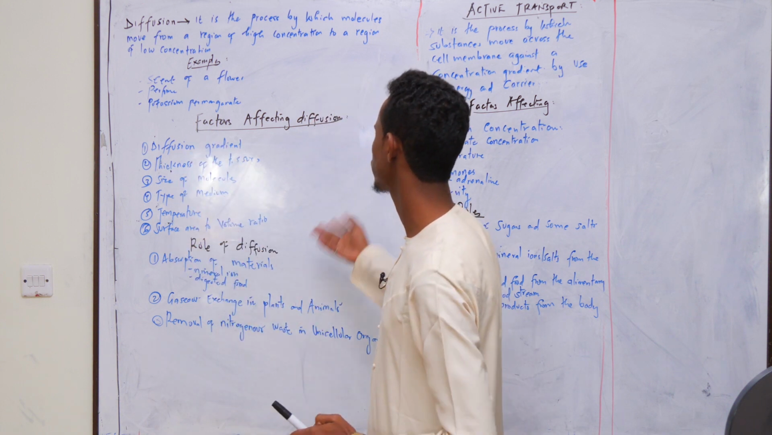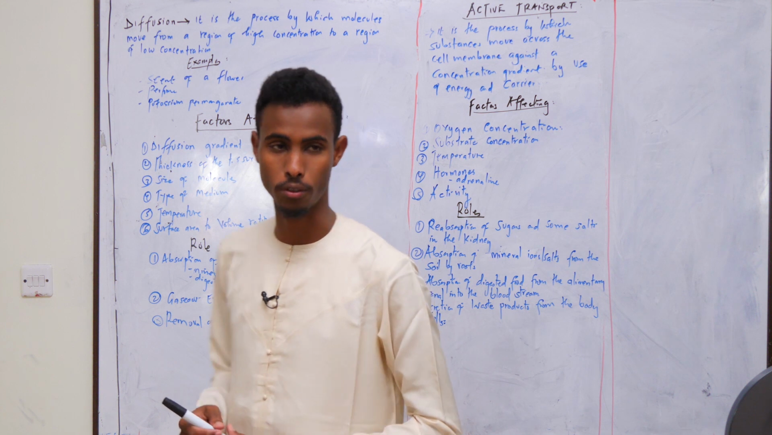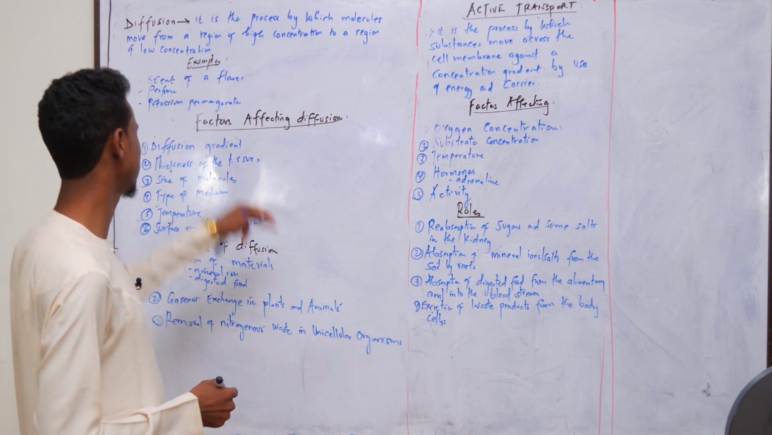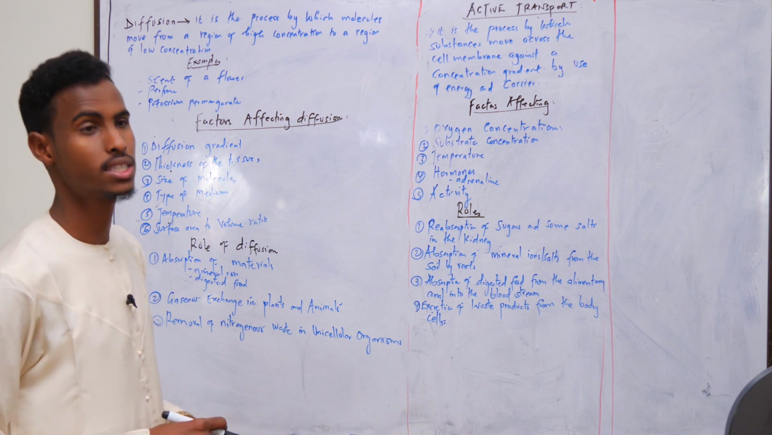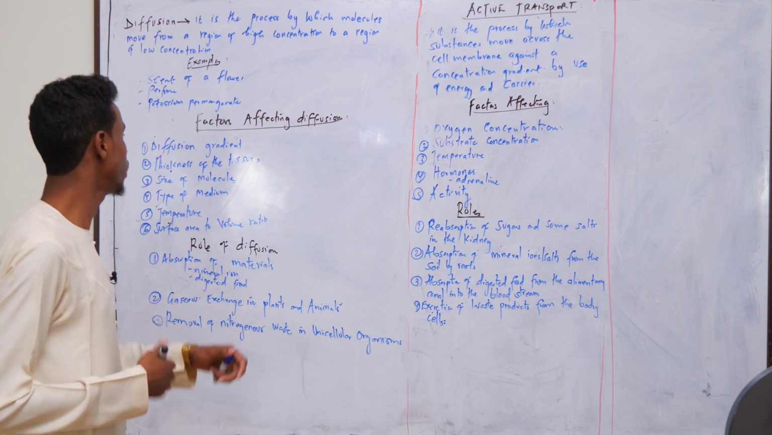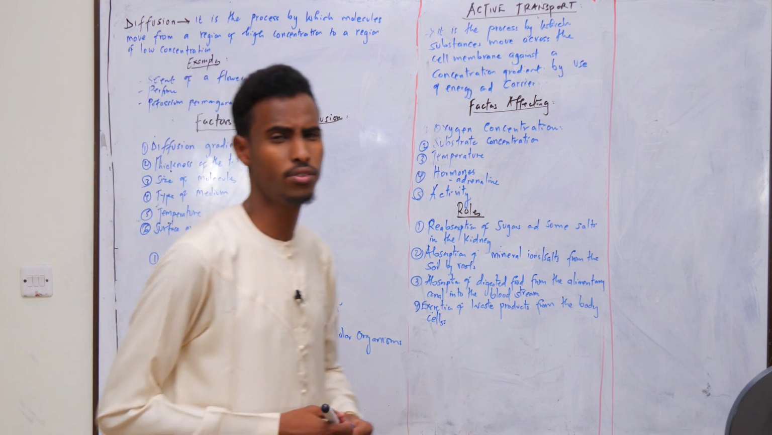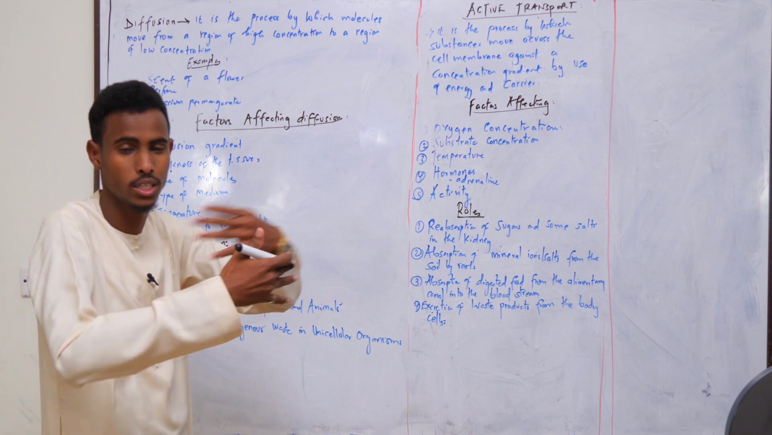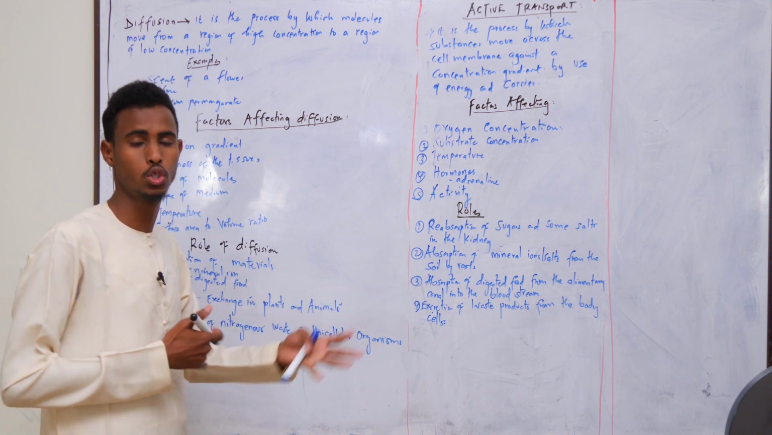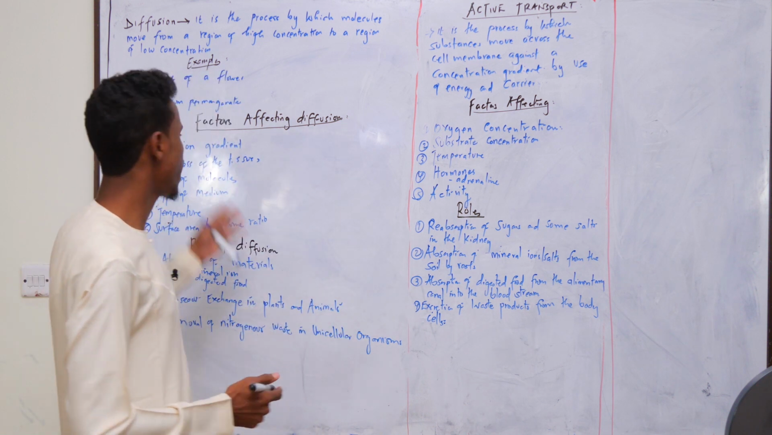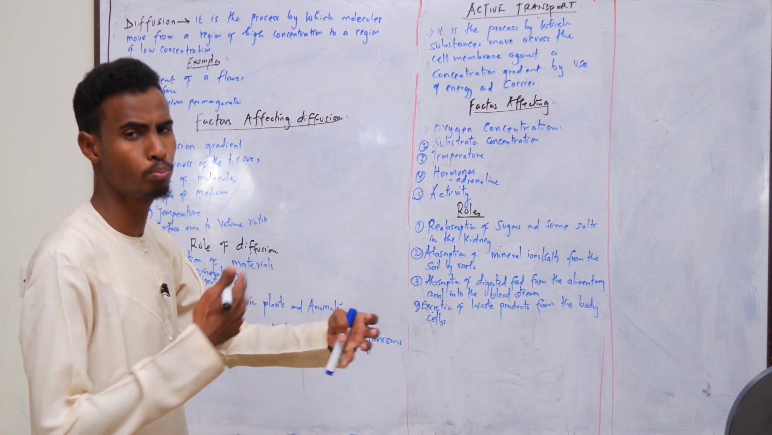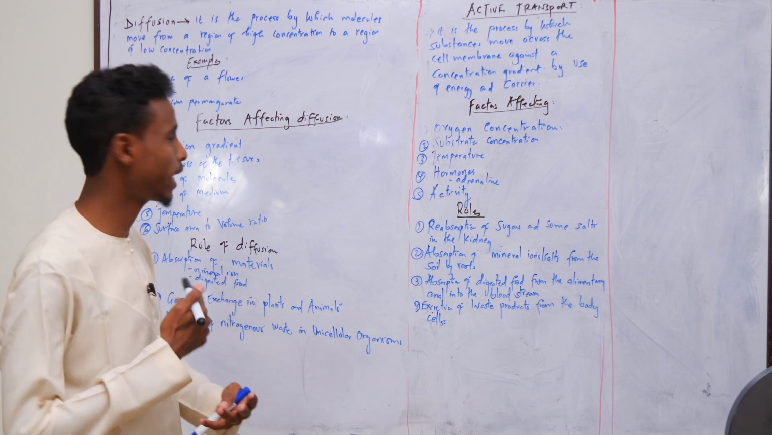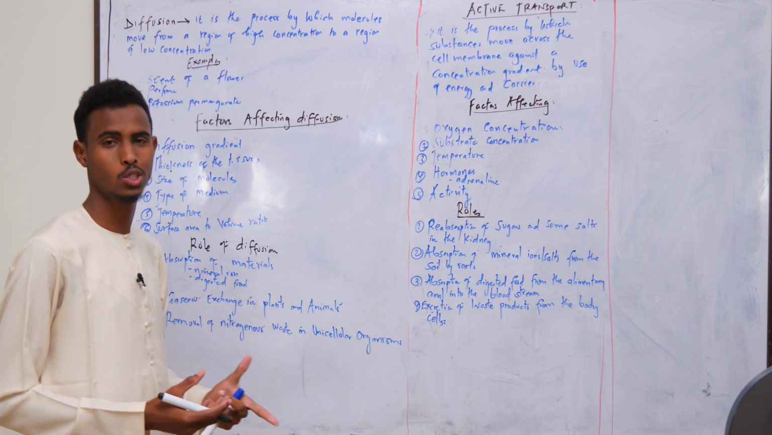Now let's look at some of the factors that affect the rate of diffusion. Factor number one, class, is the diffusion gradient. How does the diffusion gradient affect the rate of diffusion? The diffusion gradient basically means the difference in concentration between the two mediums over which diffusion is taking place. The higher the diffusion gradient between two points, the faster the rate of diffusion. The lower the diffusion gradient between two points, the lower the rate of diffusion.